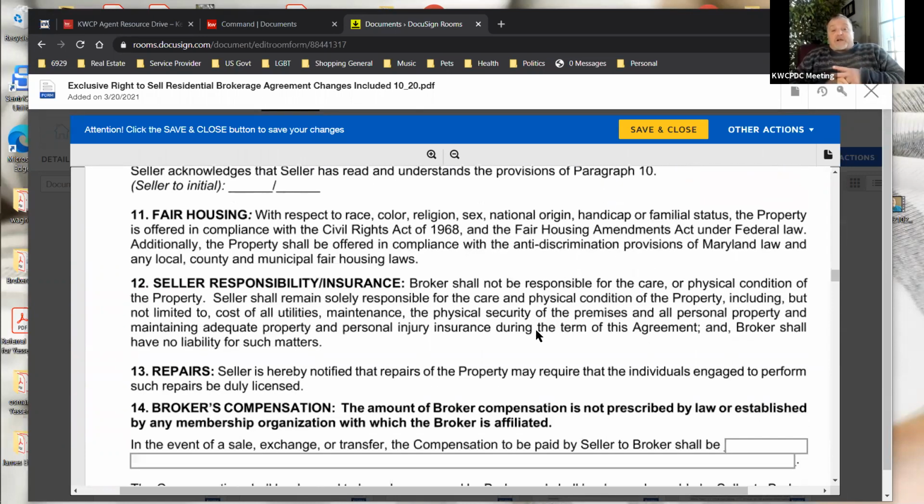Fair housing with respect to race, color, religion, sex, national origin, handicap, or familial status. The property is offered in compliance with the Civil Rights Act of 1968 and the Fair Housing Amendments Act under federal law. Additionally, the property shall be offered in compliance with anti-discrimination provisions of Maryland law and any local, county, and municipal fair housing laws.